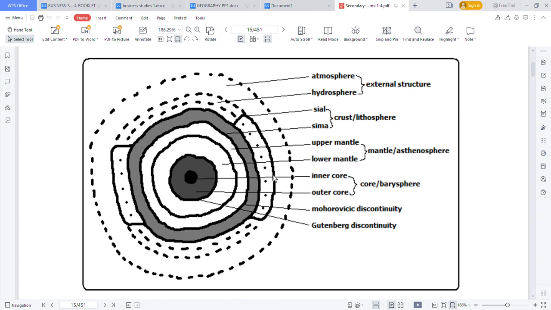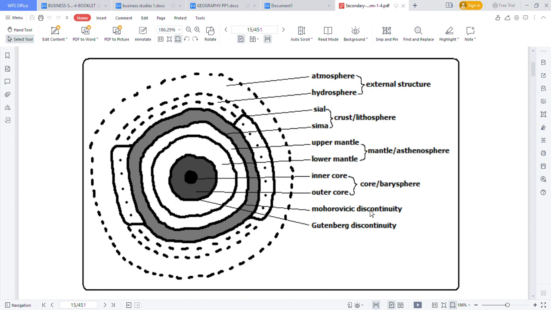Then you have the upper mantle and lower mantle, and they constitute mantle, also called asthenosphere. Then you have inner core and outer core, it is core, the barysphere. Then you have Mohorovicic discontinuity and Gutenberg discontinuity. Kindly take some look on the diagram because the diagram is very important.